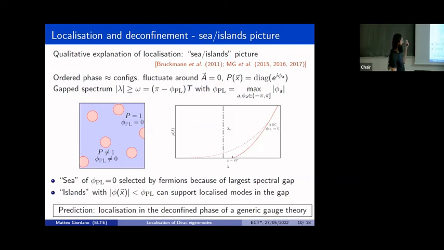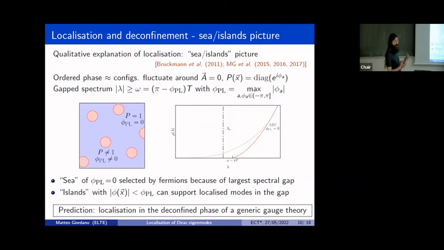Nowhere did I mention what the gauge group was, or what the dimension of the system was. All I needed for this argument was the fact that the Polyakov loop gets ordered, so the existence of a deconfined phase of your theory. So if you believe this picture, then you're led to expect that you will find localized modes in the deconfined phase of a generic gauge theory.